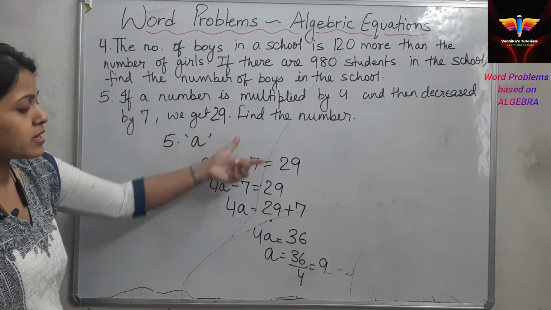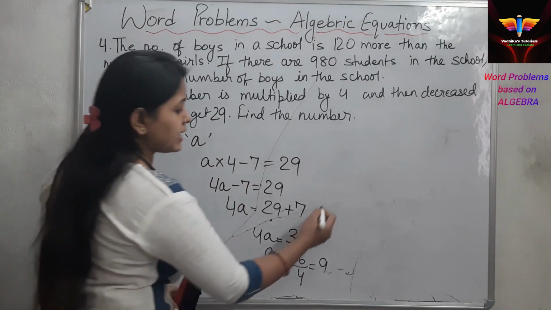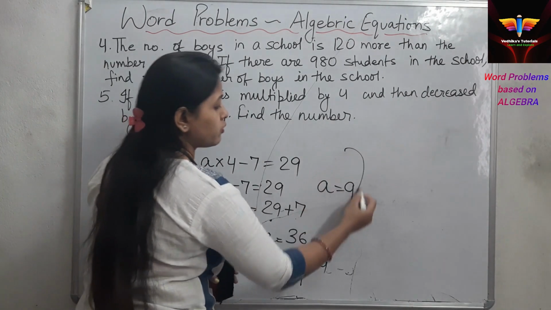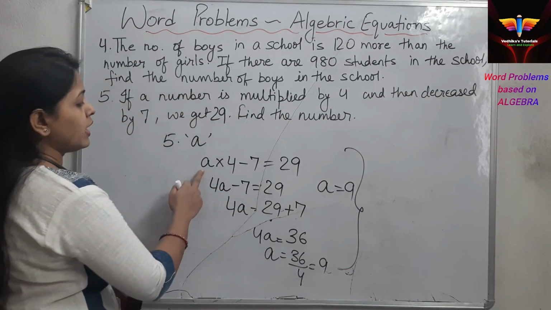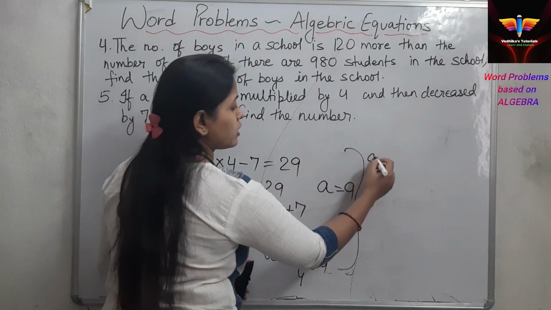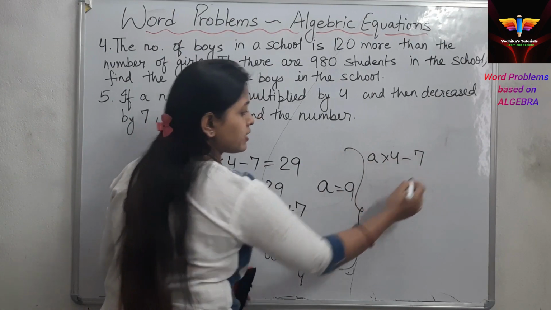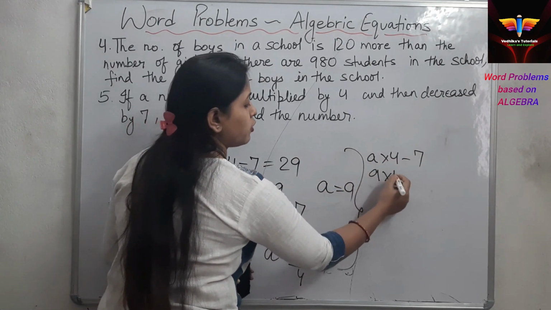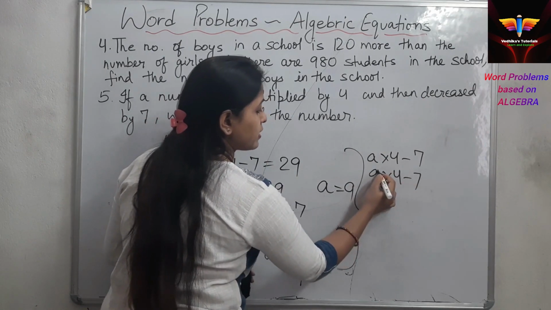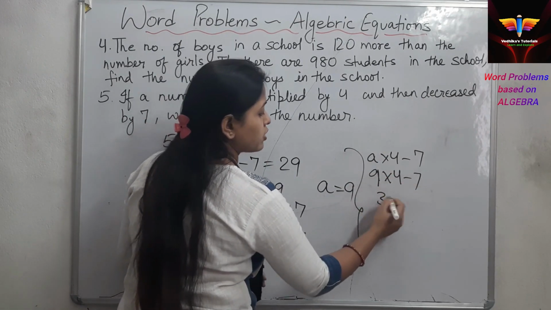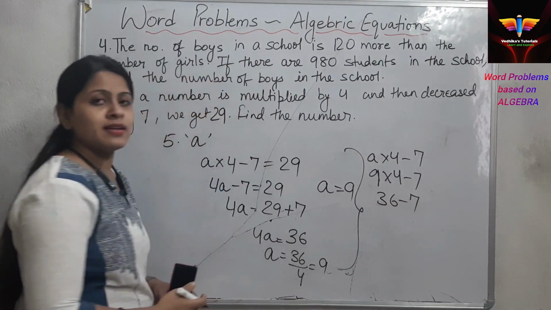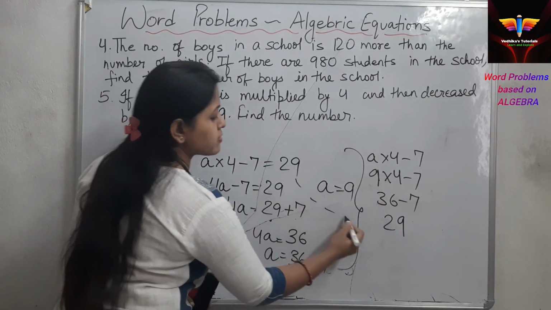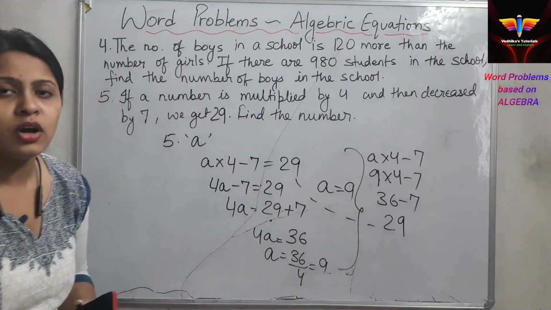So what is the number? 9 is the number. We can check the question also. a into 4 minus 7 is our LHS. So 9 into 4 minus 7. 9 into 4 is 36, minus 7, which is equal to 29. Now here we can see that LHS is equal to RHS.